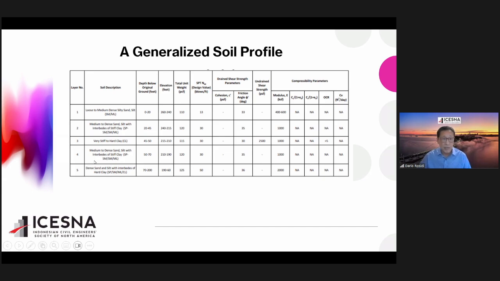So this is one example where we have 5 soil layers: layer 1, 2, 3, 4, and 5. Layer 1 is loose to medium sand. Layer 2 is medium to dense sand. Layer 3 is clay, and so on. Layer 5 is clay, and then you list the depth. This is from 0 to 20 feet and 20 to 45 feet. Also list elevation and all these parameters: the average Blocon within this layer, the average friction angle, modulus, and other parameters that you use for your design. So this is just showing a typical table for a generalized soil profile.